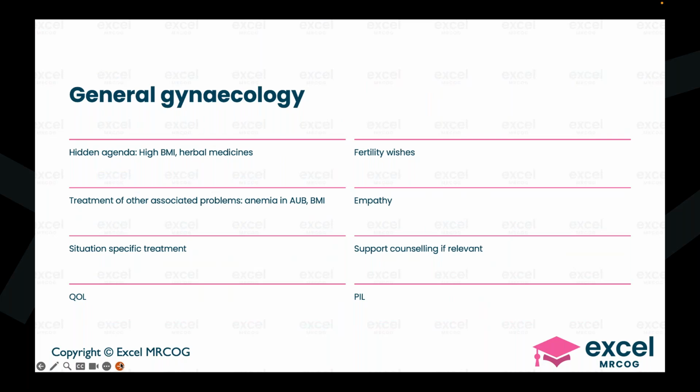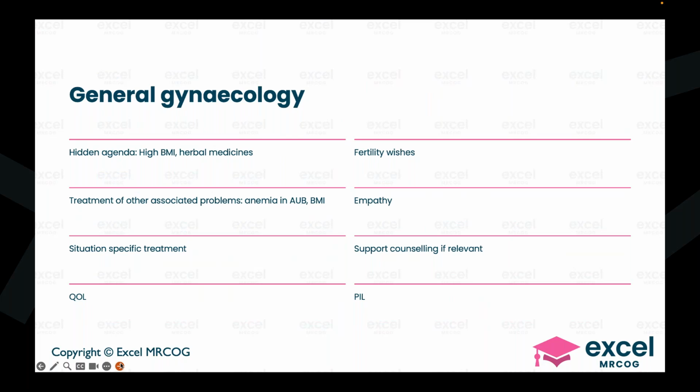In gynecology, there may be a hidden agenda like high BMI, as I was discussing, herbal medicines which are estrogenic that she may be on. She may be desirous of fertility. You would need to treat other associated problems like anemia, as I discussed earlier: fibroid uterus, anemia, and she's for fertility. Please don't forget that you need to treat that anemia. So you need to buy time for building her hemoglobin. You need to give her medicines that are going to stop her bleeding for now, and maybe contraceptives, and then treat her for the anemia, and then consider surgery, that is myomectomy. Okay, so that's important.